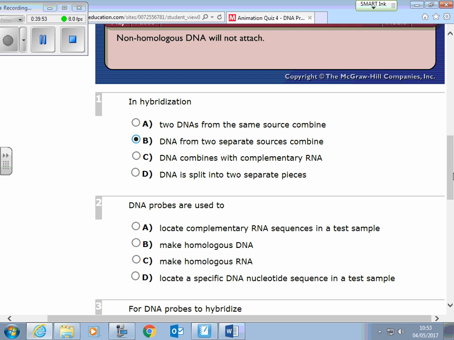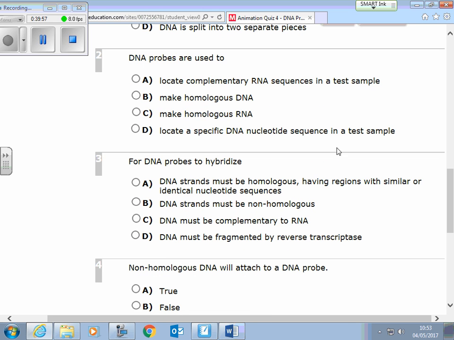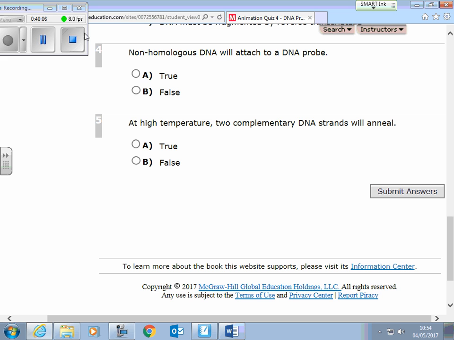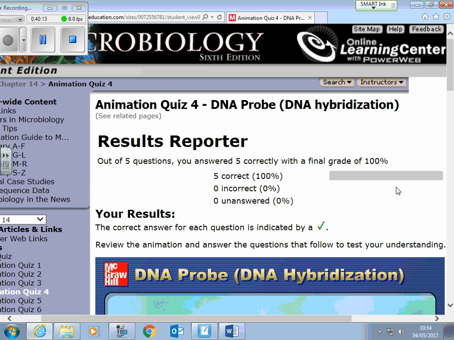It doesn't want to scroll through. I've got to do it down the side. We should have that one. I'm hoping, am I assuming that I'm right? I may be completely wrong with something. Non-homologous will attach, false, and at high temperature, that was false. So let's see. Oh, how exciting! Yes, we were right. Well done. You don't get any fireworks or music or anything with this one.